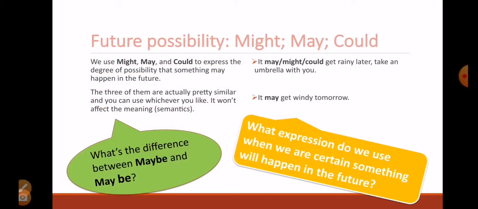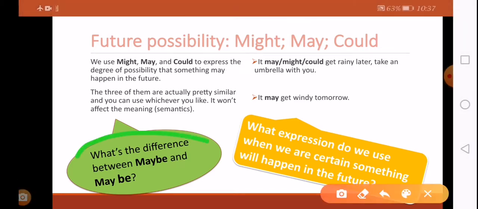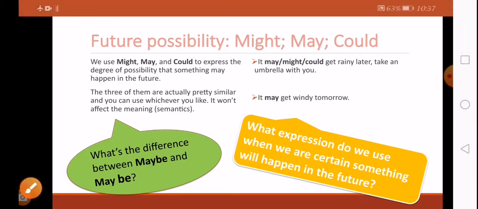For possibility, we use may, might, or could, and we use them to express the degree of possibility that something may happen in the future. The three of them are actually pretty similar. They don't have differences in meaning. You can use whichever you like. It won't affect the meaning. Okay, but here if you notice in this green bubble, they say what is the difference between maybe and may plus be. Of course, the first one, when it's one word, has the meaning of perhaps, it's an adverb. But may plus be is a modal verb, just to highlight this idea so that you don't get confused.